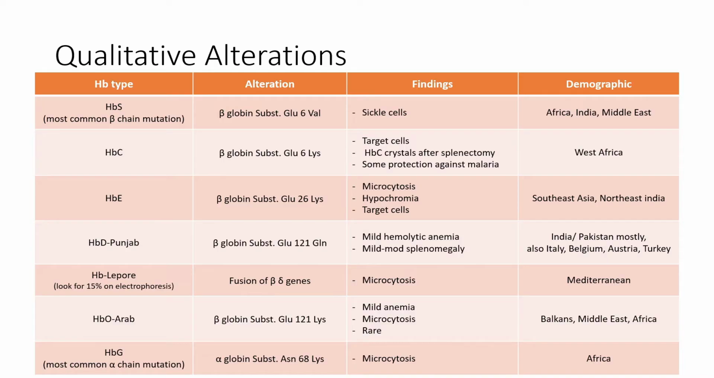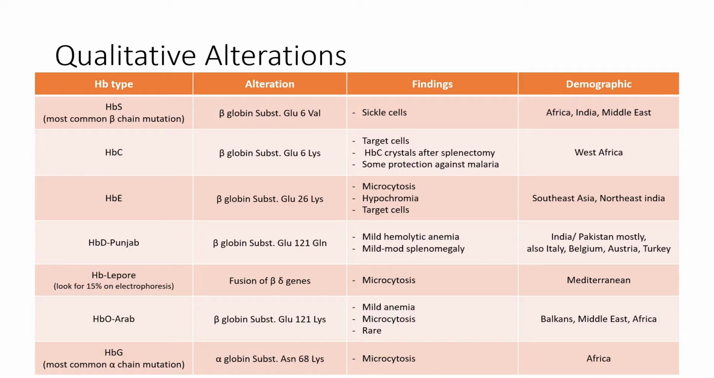Hemoglobin E, a substitution of glutamate with lysine at position 26 in the beta chain, results in microcytosis and target cells and is seen in Southeast Asia and Northeast India. Hemoglobin D Punjab is a glutamate to glutamine substitution at 121 in the beta chain, mostly seen in India and Pakistan, but also in some Eastern European countries as well as Turkey.